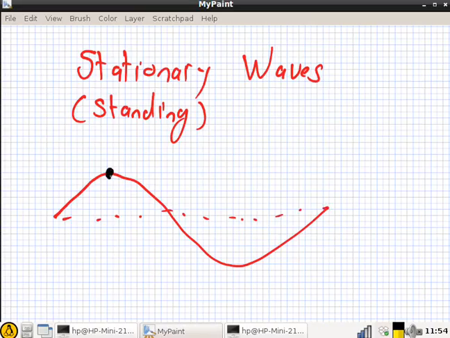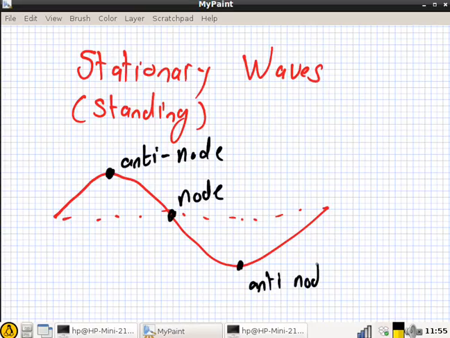So this here is called anti-node. And then this one here is node. And then this one here is anti-node. This one here, node. This one here, node.